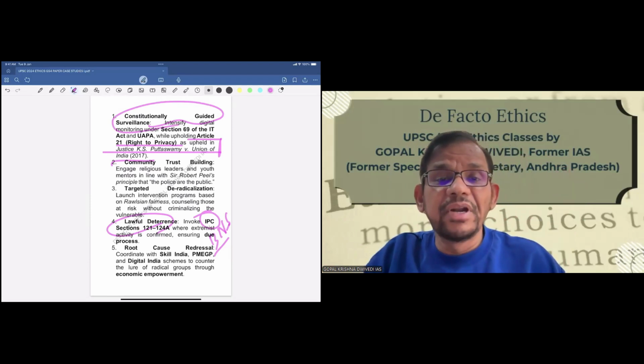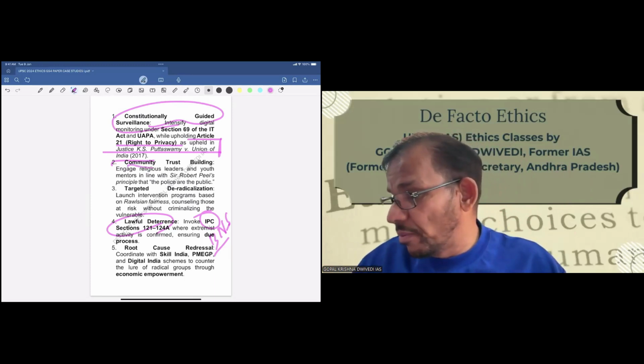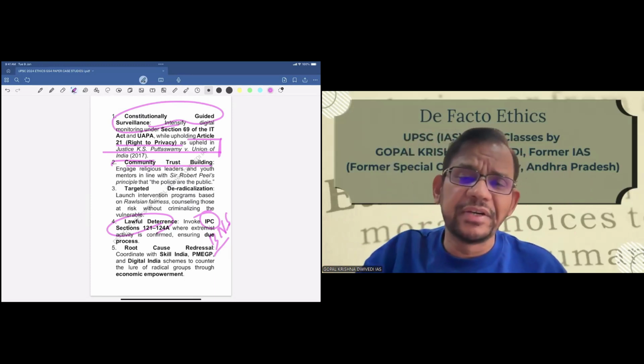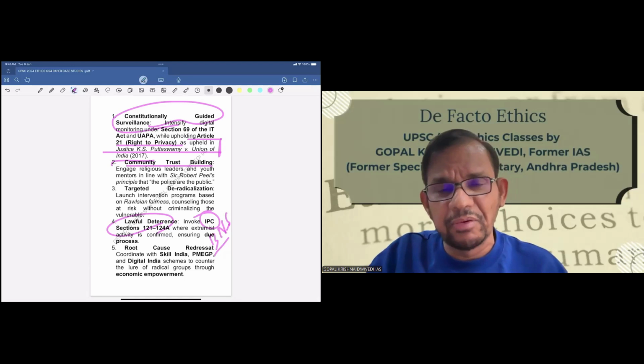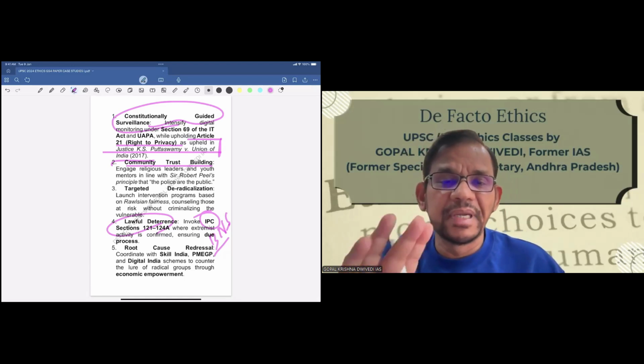Now, second is community trust building. Engage religious leaders and youth mentors in line with Sir Robert Peel's principle that police are the public. Now, because you have to gain the trust of that community or that particular section of the society from where the recruitment is being done.